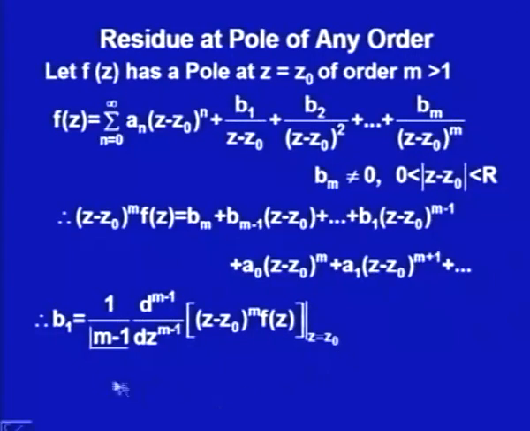So, now what have we got? We have got a formula for finding the residue at a pole of order m. So, this is the residue of f(z) at z equal to z naught. Let us use this formula for finding the residue for some functions.